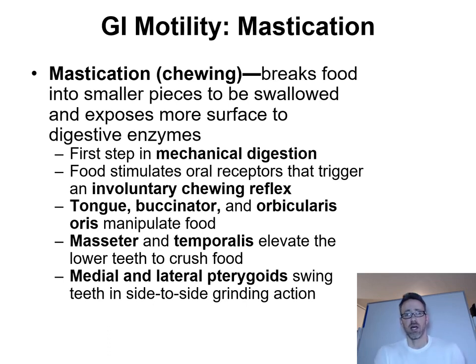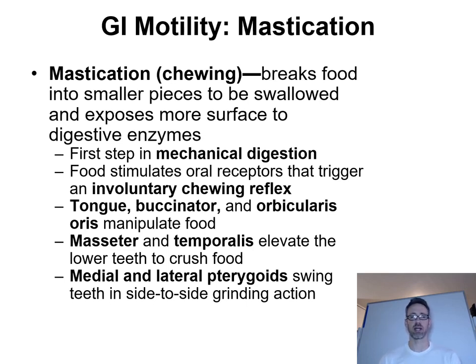Okay, so now GI motility. I'm going to go from the oropharynx and work my way downward and discuss what's happening step by step. So in GI motility, you have something we've referred to as mastication, which is just chewing. So that's breaking the food down to smaller pieces. This is mechanical digestion, and it's helping the food become exposed to the saliva, which contains enzymes that can actually start chemical digestion as well, which I'll talk about later.